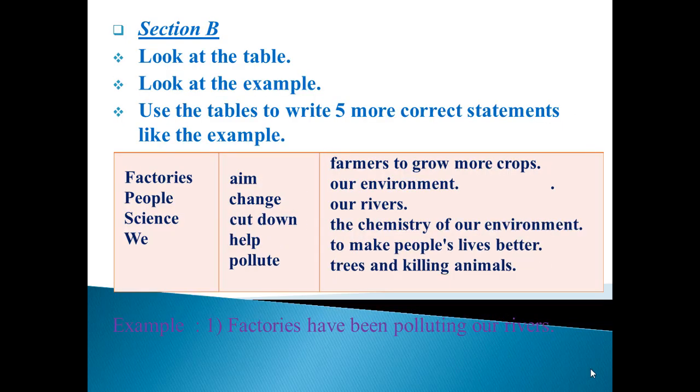Section B. Look at the table. Everybody, you can see the table here. Factories, people, science. We aim, change, cut down, help, pollute. Farmers to grow more crops. Our environment, our rivers, the chemistry of our environment. To make people's lives better. Trees and killing animals. Look at the example, you can see here. Example 1. Factories have been polluting our rivers. Use the table to write 5 more correct statements, like the example.